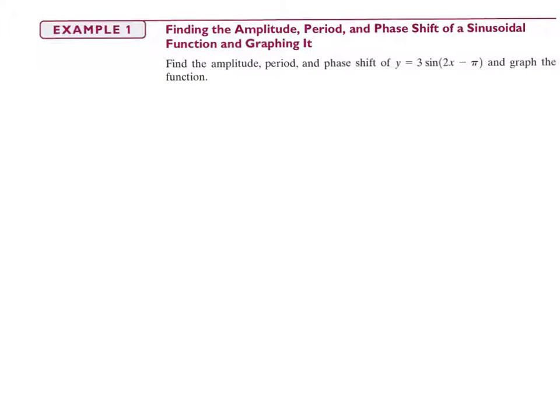Alright, here's another example of a sinusoidal curve. It says find the amplitude, period, and phase shift of y equals 3 sine of 2x minus pi, and graph the function. Alright, let's first find the amplitude, period, and phase shift. The amplitude is just 3 because that's the number in front. The period is 2 pi divided by the number in front of x, so it's just pi.